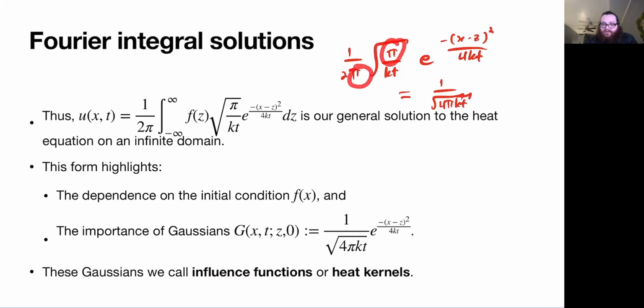These are going to cancel to give you a root pi, pi to the 1/2, in the denominator. Otherwise, we pick up this root kt, and then this e to the minus (x minus z) squared over 4kt is unchanged. So the thing that doesn't vary in this representation is this piece right here, this Gaussian. We can change the initial condition.